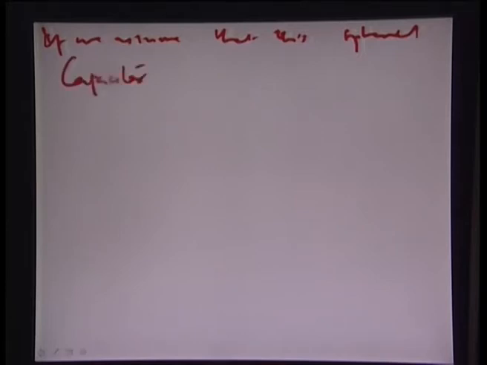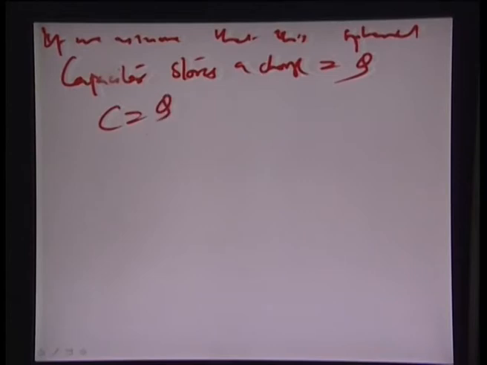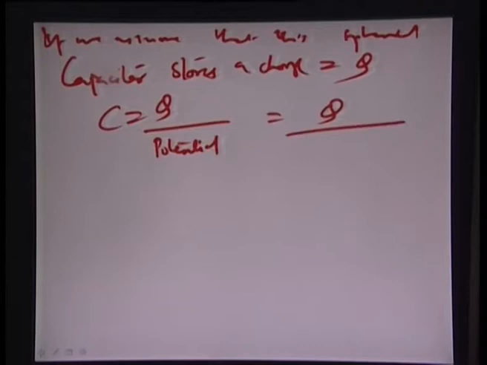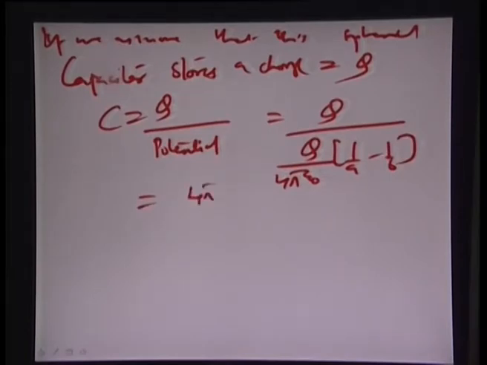If we assume that this spherical capacitor stores a charge equal to q. So, C is essentially q by potential, it is equal to q by q upon 4 pi epsilon naught times 1 by A minus 1 by B, which is also equal to 4 pi epsilon naught divided by 1 by A minus 1 by B.